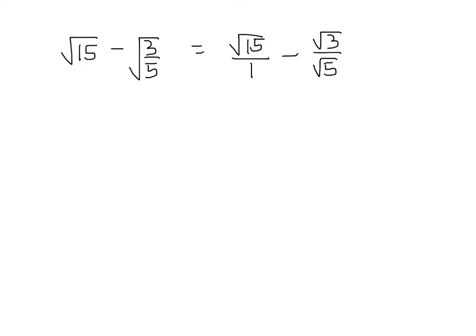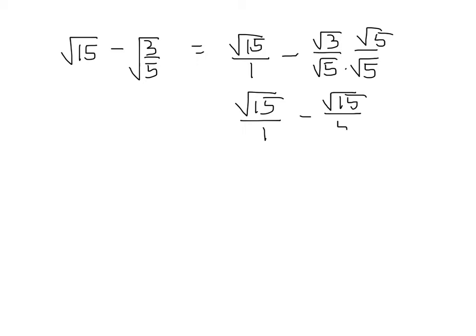If I say root 15 minus root 3/5, well, first of all, you'll notice that I have a radical in the denominator, so we're going to want to rationalize that first. And remember, if I don't have a denominator, it's 1. So minus root 3 over root 5. And I can't have a radical in the denominator, so I'm going to multiply the top and the bottom by root 5. So that gives me root 15 over 1 minus root 15 over 5.